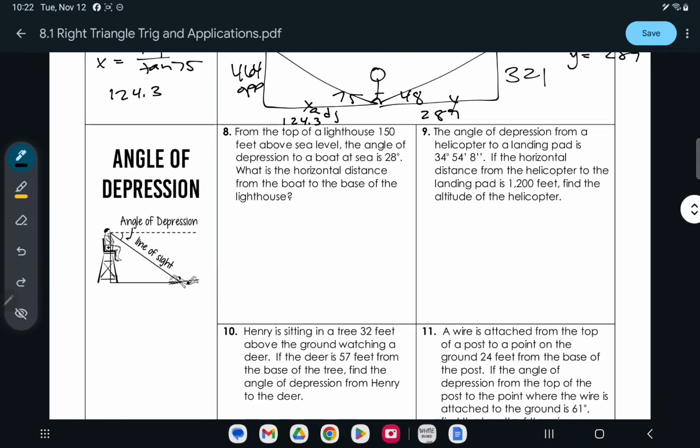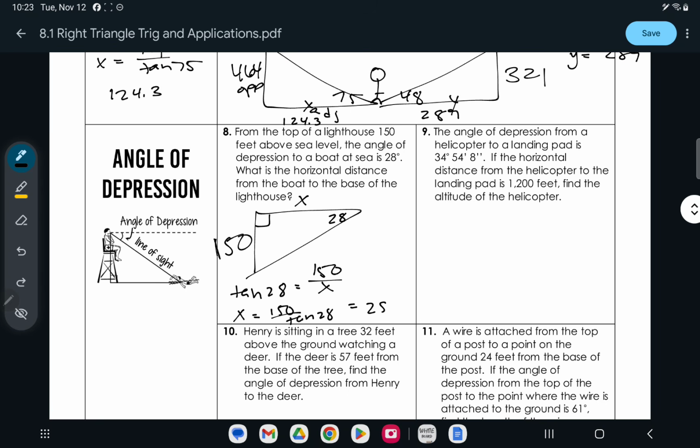Now let's look at some angle of depression. So from the top of a lighthouse, 150 feet above the sea level, the angle of depression to a boat is 28 degrees. What's the horizontal distance? So that's opposite and adjacent. So tangent 28 is 150 over x. So x is 150 over tangent 28 to give 282.1.